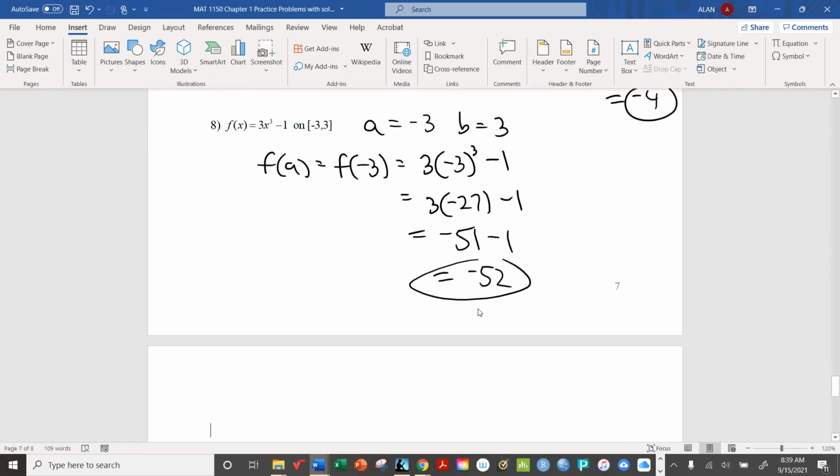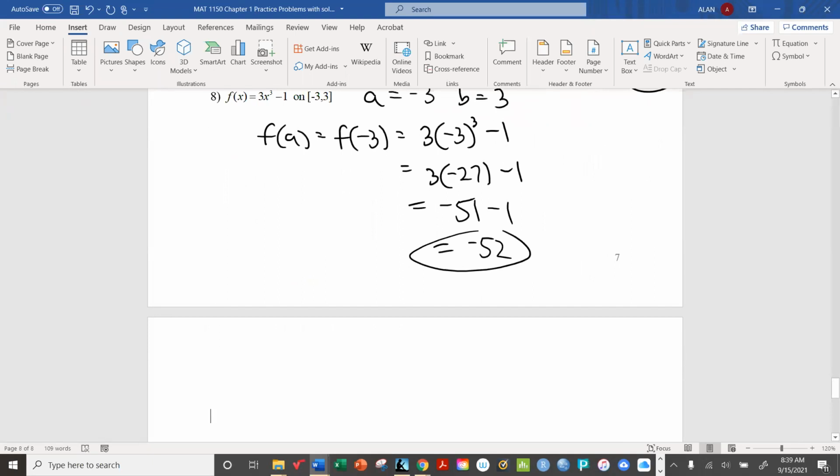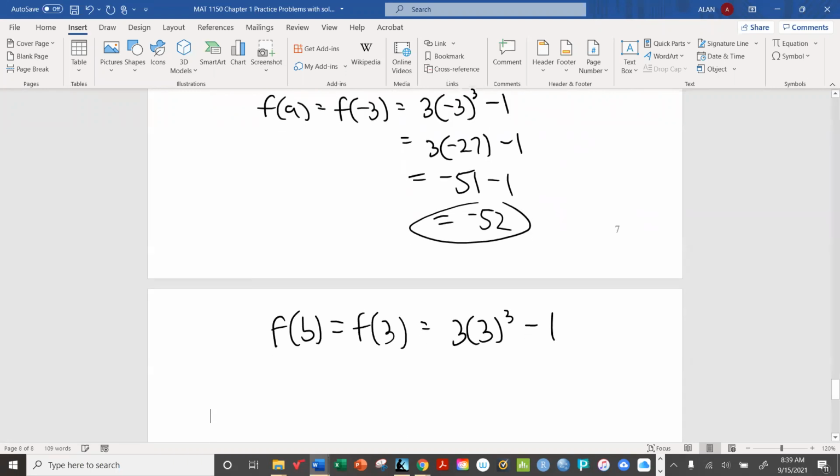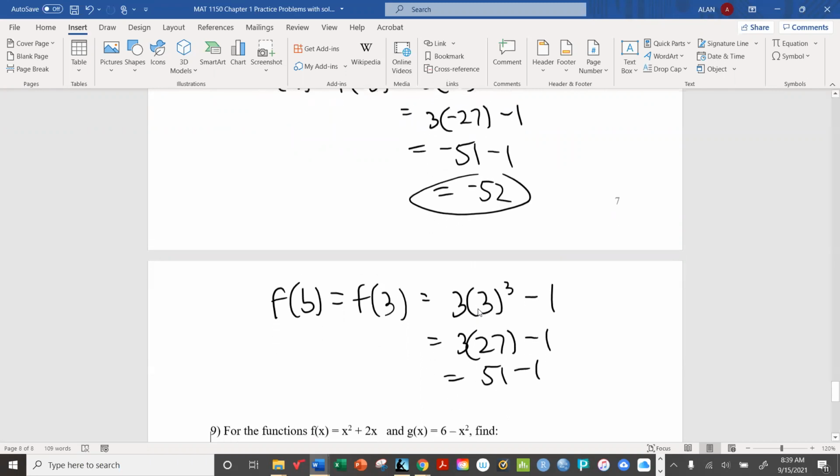f of B will be f of 3. 3 times 3 cubed minus 1. 3 times positive 27 minus 1. And that ends up being 50.